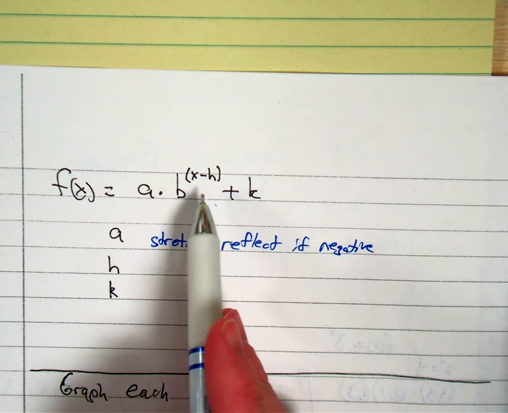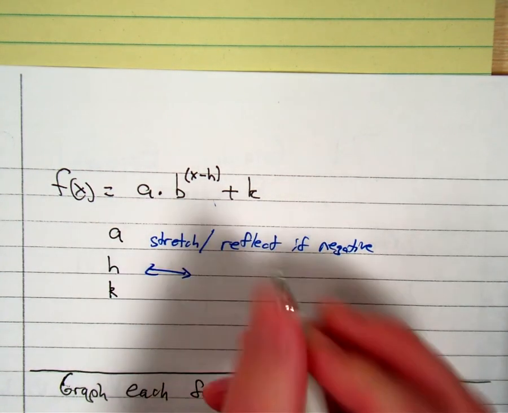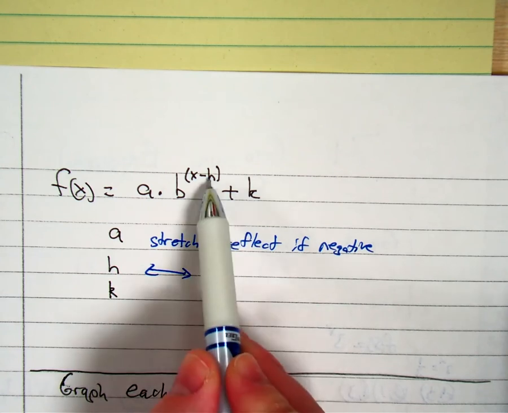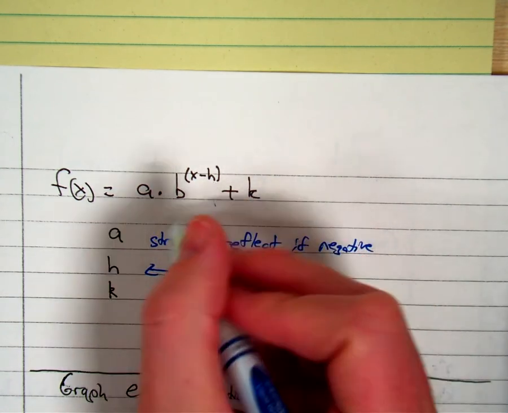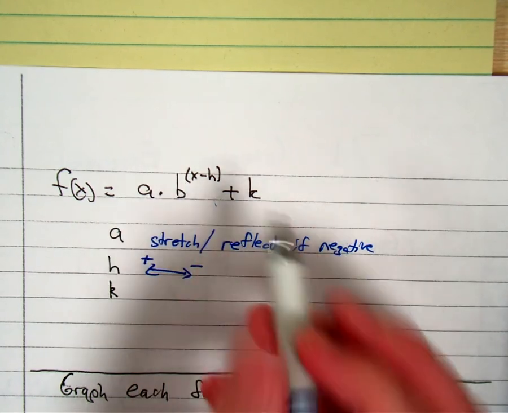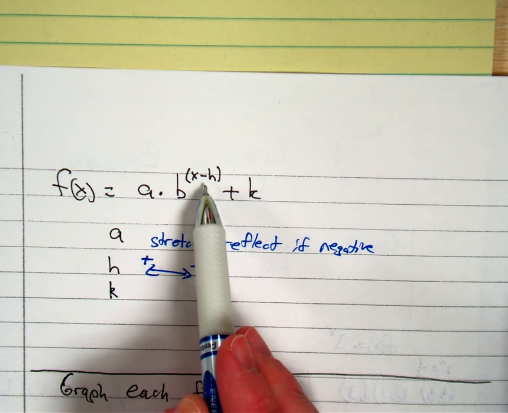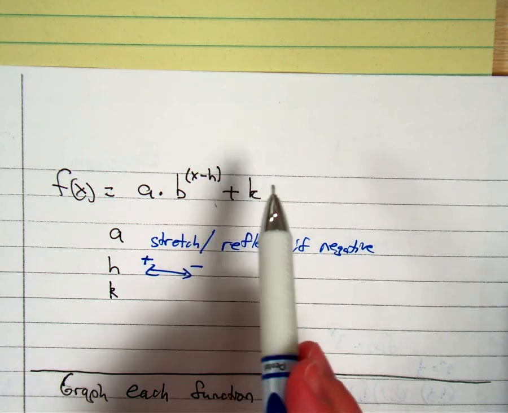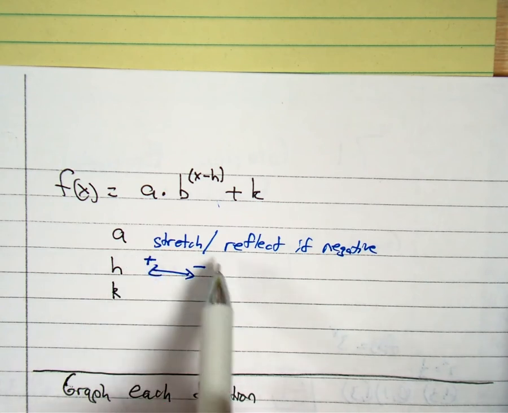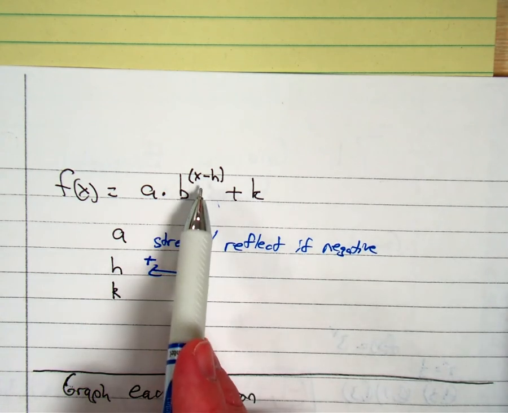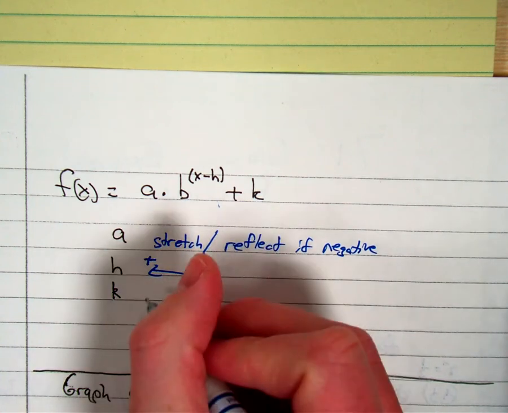Okay, anything in parentheses with x, we know controls side to side, and this one's usually backwards. If it's a minus, it's actually going to go to the right. If it's a plus, it's going to go to the left. It's opposite of what you think because it's got a minus sign built into the equation. Okay, so minus minus makes it a plus, and then it's going to slide it to the right. So it's backwards of what we would naturally think because it's got a minus sign built into the equation. And then K on the outside controls our up and down.